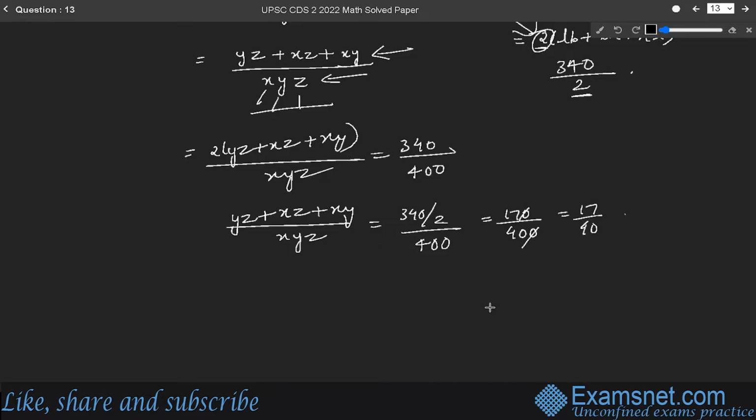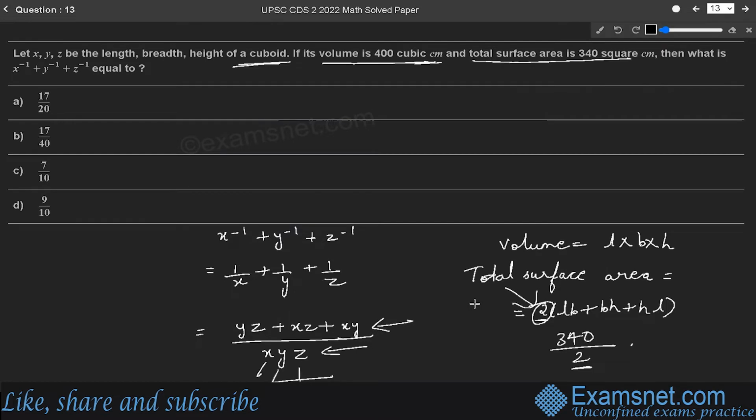So the value of the given term is 17 by 40. So option number B is correct here.